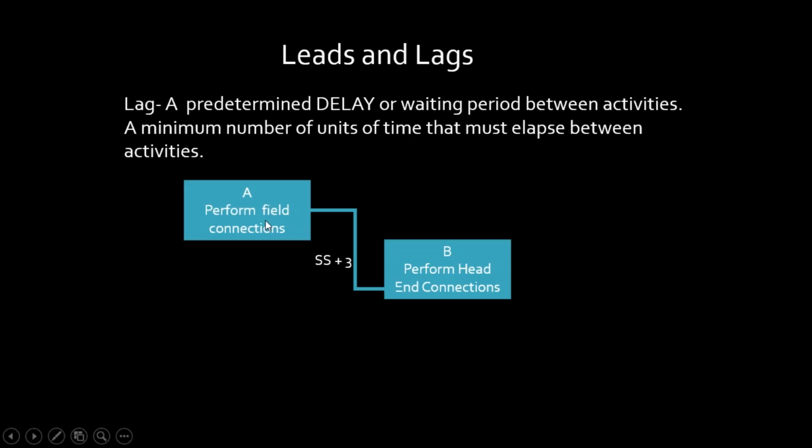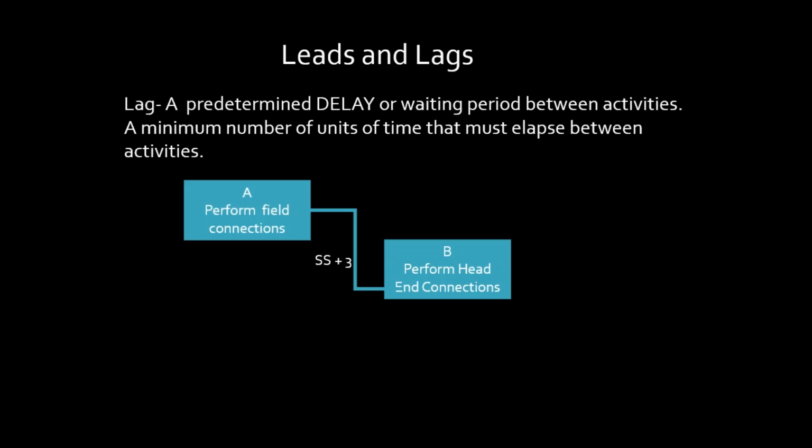Okay, I gave the field guys 3 days. I didn't have to wait for them to be completely finished before I started the head end connections, did I? But I wanted these guys to have about a 3-day lead, okay? So I lagged this activity by 3 days. And you'll notice that by lagging an activity, in theory, I've expanded the schedule by those 3 days. So this is represented by an SS +3.